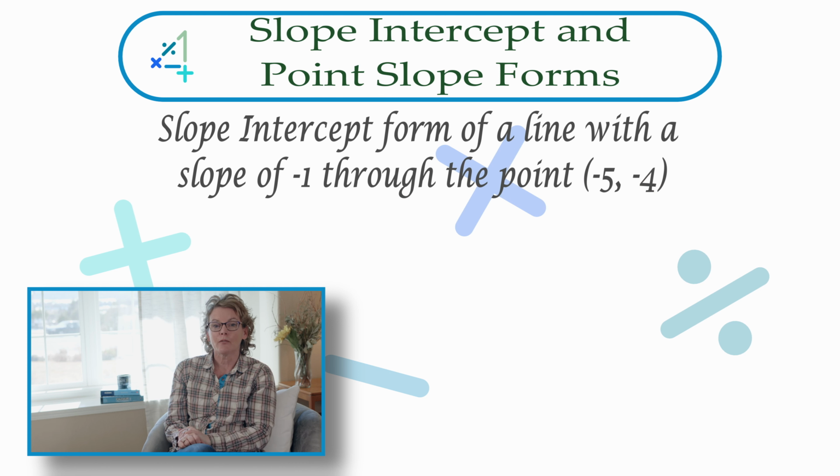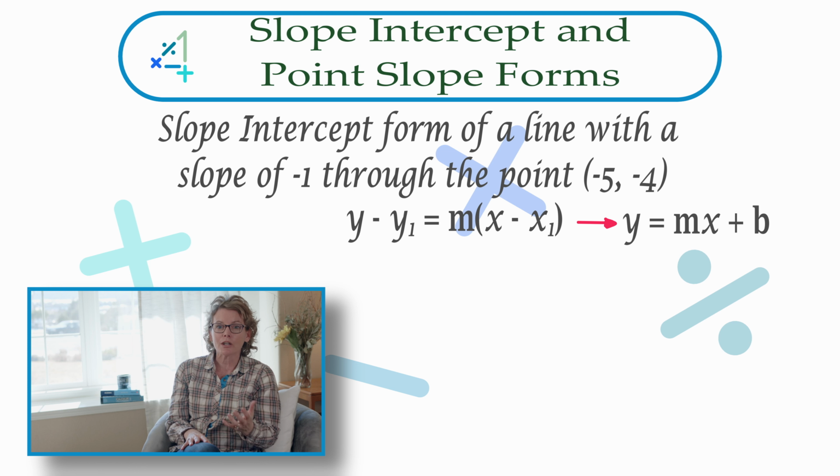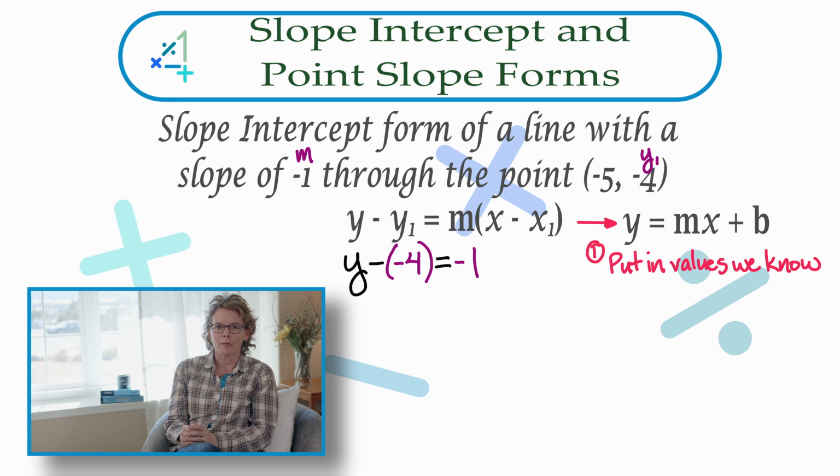Now, let's put it all together with this example. What's the slope-intercept form of a line with a slope of negative 1 going through the point negative 5, negative 4? To tackle this, we will use point-slope form, then transform it into slope-intercept form. We cannot, I repeat, we cannot go immediately to slope-intercept form because we don't have the b. So we put our point and our slope into point-slope form: y minus negative 4 equals negative 1 parentheses x minus negative 5.